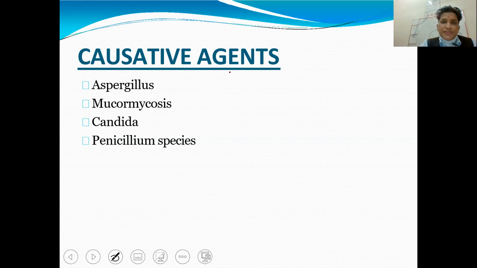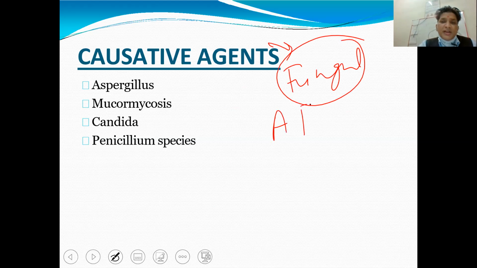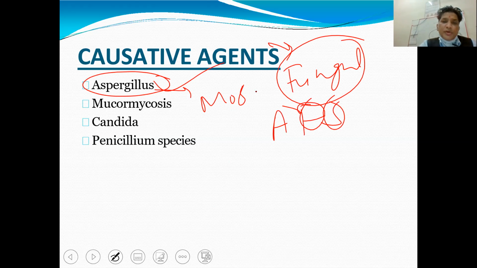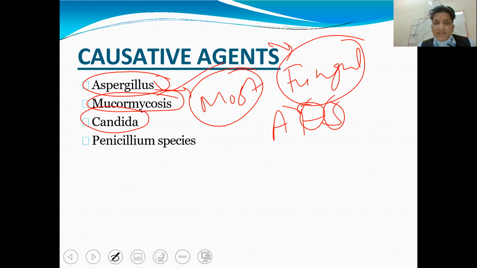So the different causative agents, or fungal elements, fungal colonies, which are involved in allergic fungal sinusitis: aspergillus is way more common, the most common, in fact. By far, the most common is aspergillus. The second one is mucormycosis. Candida is relatively less seen in fungal sinusitis. So you can say by far the most common fungal sinusitis is because of the aspergillus fungal species.